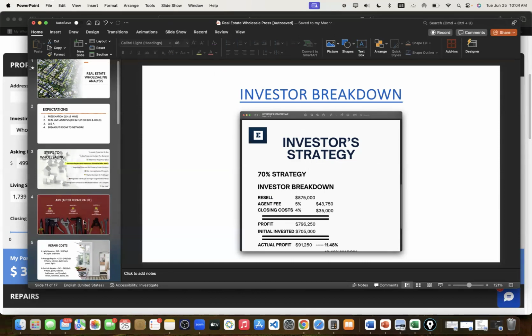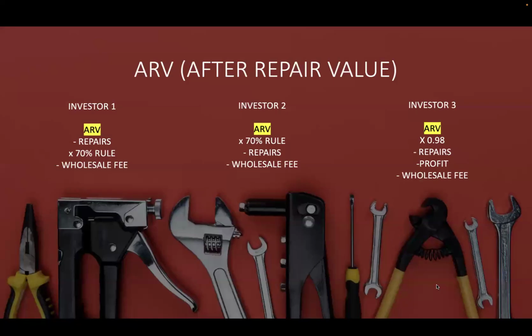I'm going to be talking really quick about ARV. Let me start off over here. So first things first, welcome everybody to another series, another event where we're going to be analyzing some deals out there that are on market for wholesaling. It could be both for fixing and flipping, or it could be for buying and holding as well.